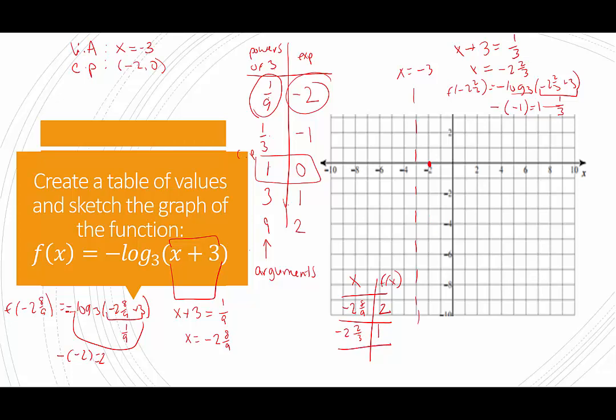We can skip the critical point. We already identified our critical point. It was at (-2, 0), so we're spared there. But two more. So next we want to force the argument to be 3.